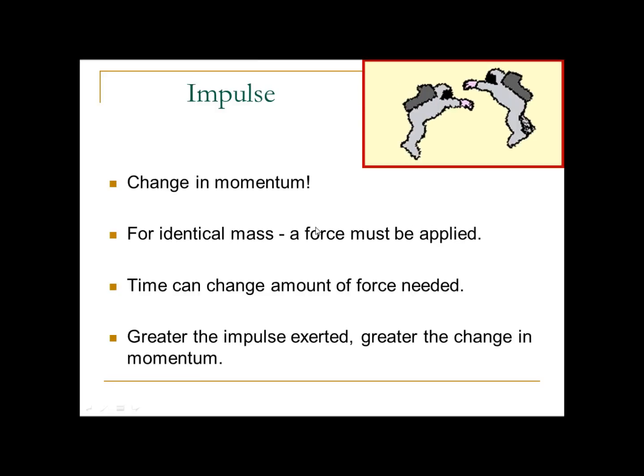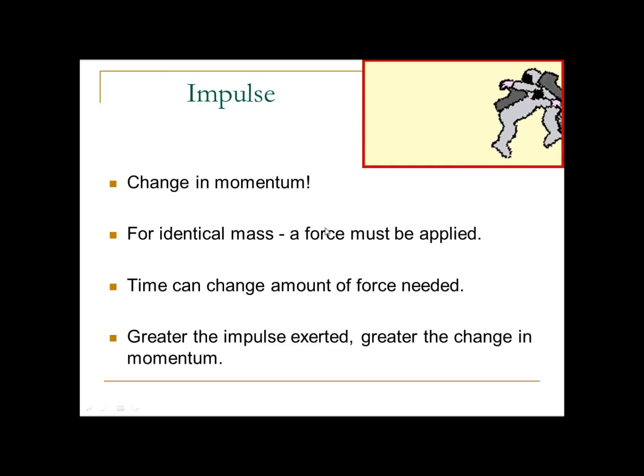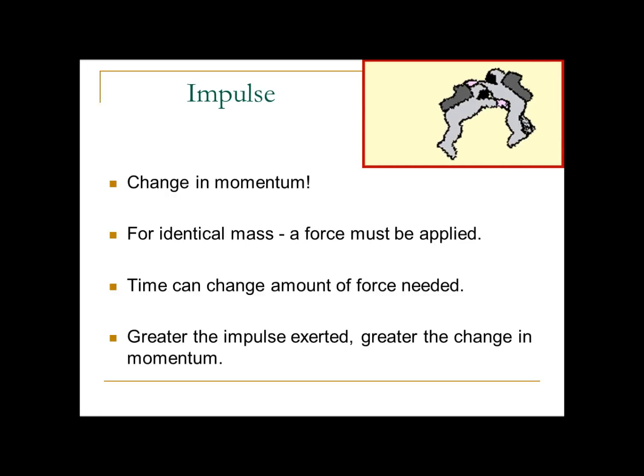So, what is this idea of impulse? Impulse is change in momentum. For identical masses, so if the mass does not change, that was our truck ramps, our airbags, and our car crashes, a force must be applied. Everyone agrees that a force was applied to the car when it hit the wall. Everyone agrees a force was applied to the truck to get it to stop. And everyone agrees that a force was applied to the dummy's head whenever it hit the airbag.